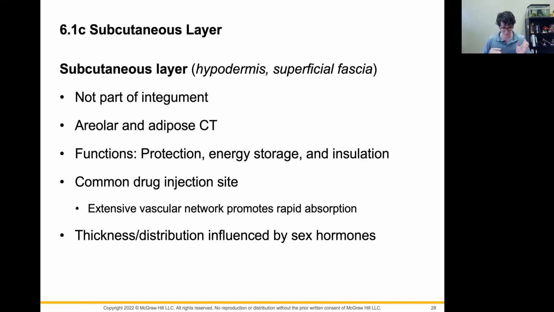Now, all these blood vessels moving through the hypodermis also cause us to use this as one of our primary drug injection sites. So you take a needle and you inject it not into the epidermis, not into the dermis, but into the hypodermis because of all those blood vessels. All of those blood vessels are going to cause rapid uptake of those drugs into the blood so we can send those drugs where they need to go very quickly. So that just makes things a lot easier for us.